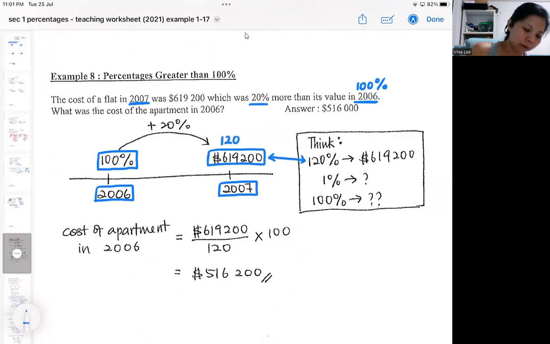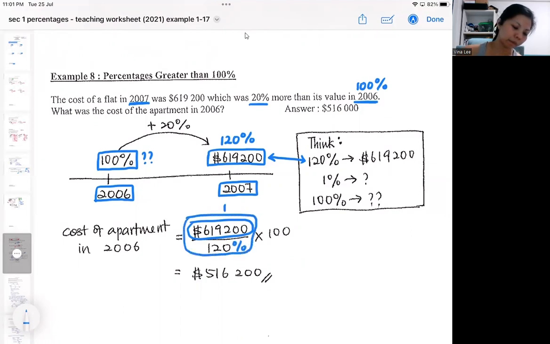So what you can think of is, this amount will be 120%. So if I would like to find the cost of the apartment in 2006, that means essentially I'm finding 100%. So you can do something like this. You divide this amount by the 120%. So this part will give you the 1%. This is the amount for 1%. Then you can multiply by 100 to find the cost of the apartment in 2006. So if you do it in the primary school way, you also get the same answer.